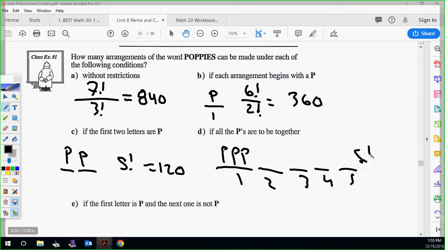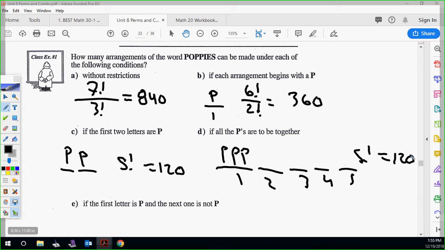Now, since the P's are the same letter, we don't have to worry about doing 3 factorial here because they're the same thing. If it said A, B, C need to be grouped, then we'd multiply by 3 factorial because we can shift these around when they're next to each other. So then 5 factorial, this one's 120. Any questions there?